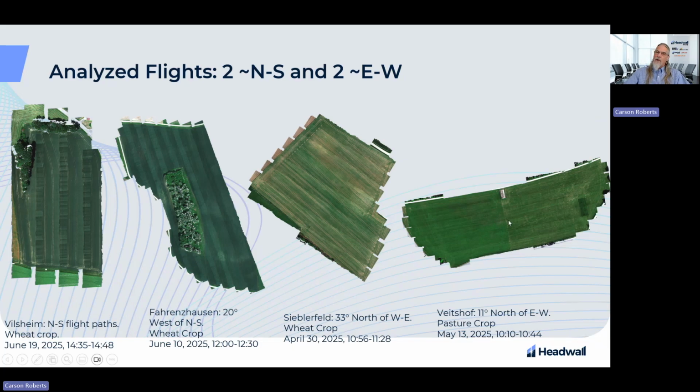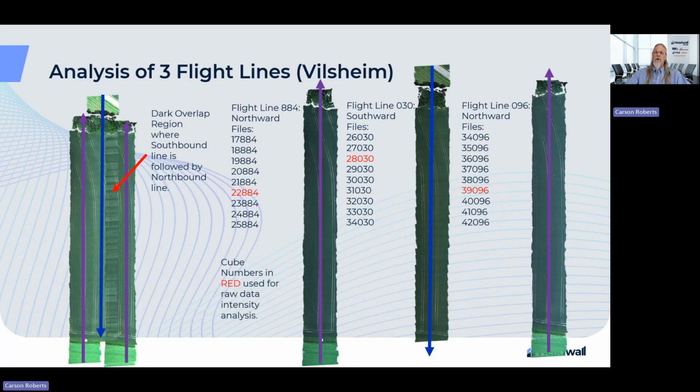And I came up with an analysis and applied this to all of these and try to show at the end how I can explain all of the intensity variations we've seen by this combination of solar angle and how plants tilt their leaves. So let's go first on to this Wilsheim, the first data set, and let's look at 3 flight lines. And I'll explain a little bit later, but as you can see, all the cubes in a single flight line are going to have the same last 3 numbers.